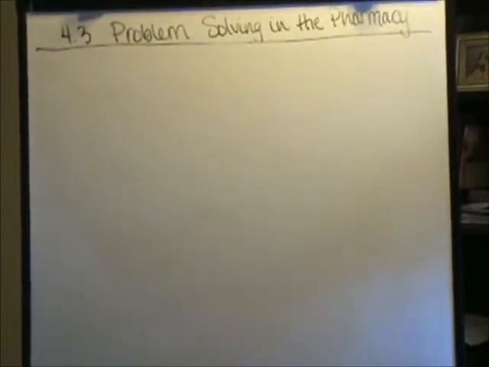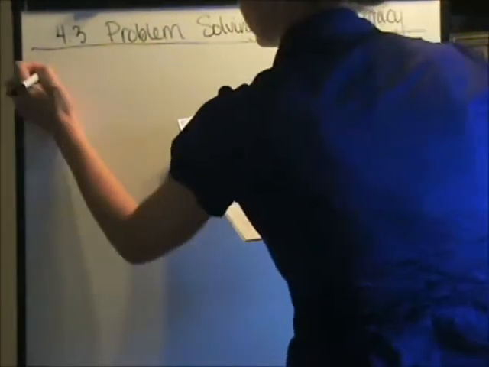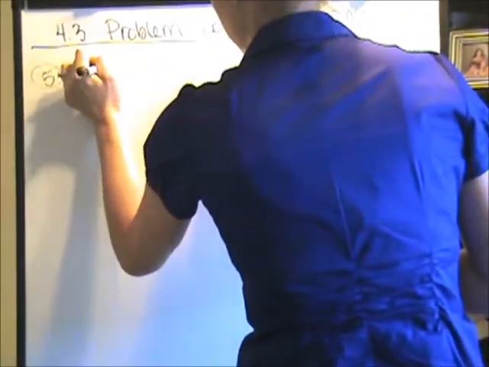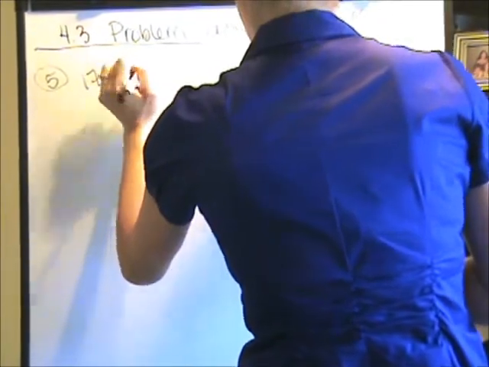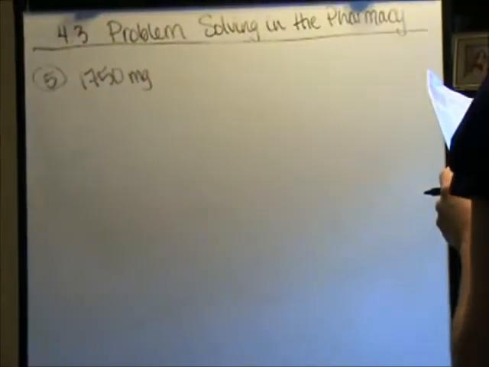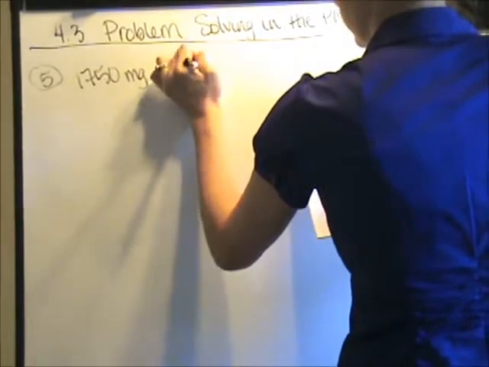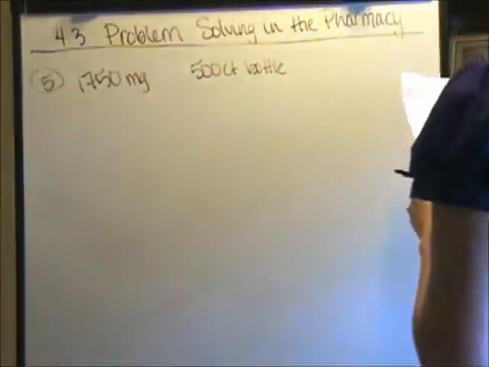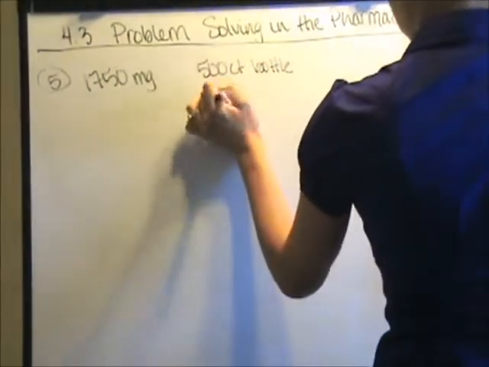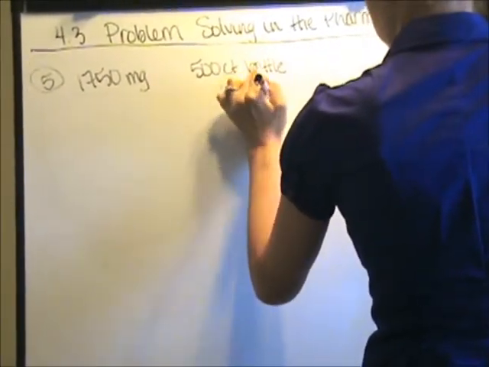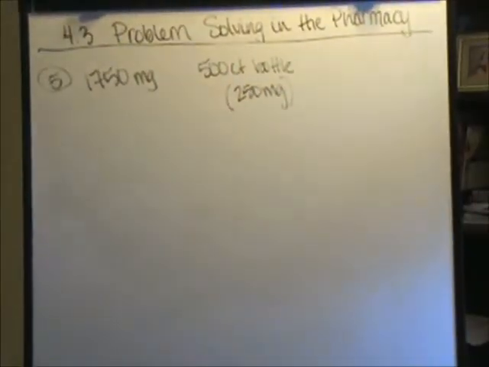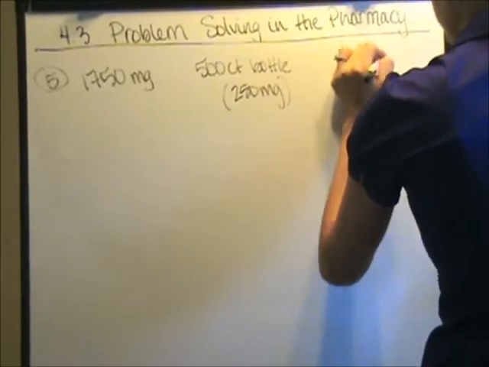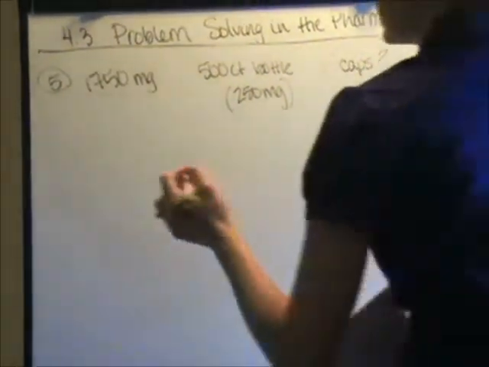Let's look at number 5. A loading dose of 750 milligrams is needed. The pharmacy has on hand a 500 count bottle of 250 milligram capsules. How many capsules will be needed to fill this prescription? So we're trying to find how many caps. So that's going to be our variable. That's going to be X.